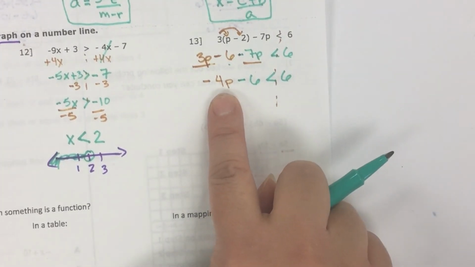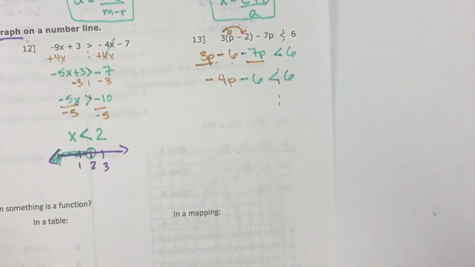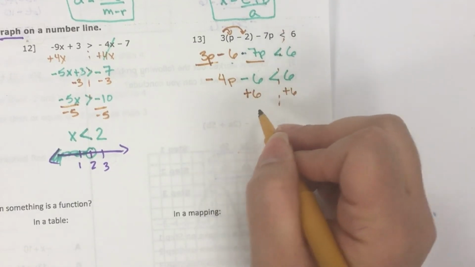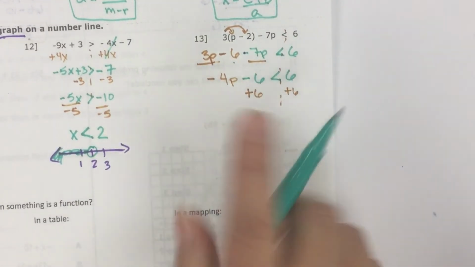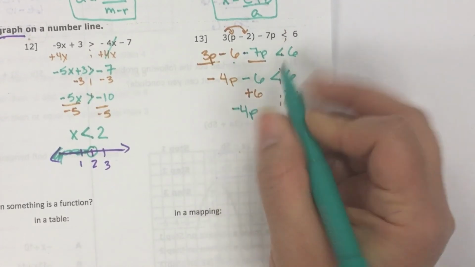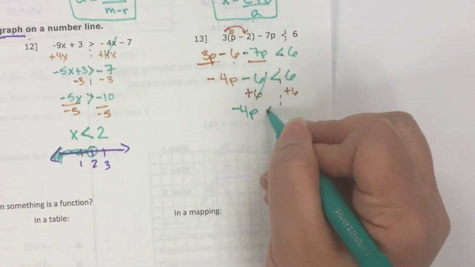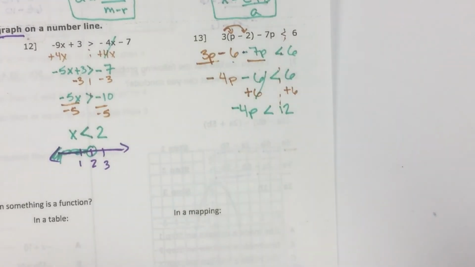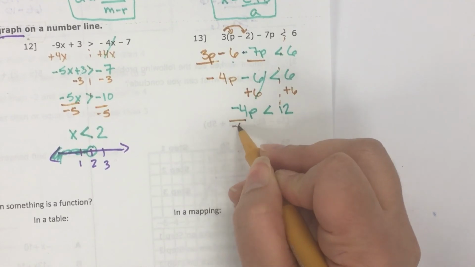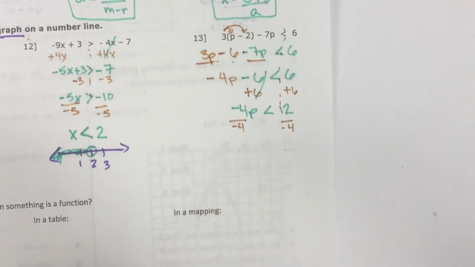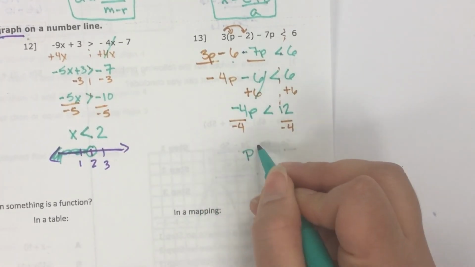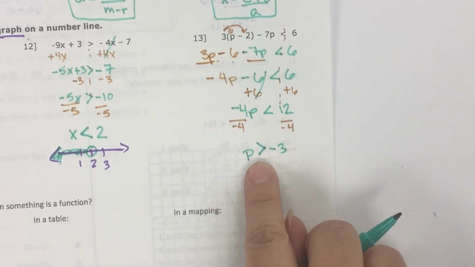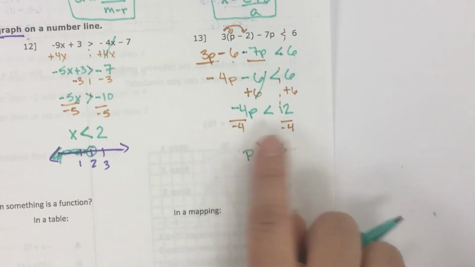I want my p isolated, so I'm going to move my negative 6. Inverse is going to be to add 6 to both sides. My negative 4p is still there. My 6's cancel out. And then my positive 6 turns into a positive 12. Divide by a negative 4. That leaves me with p is greater than negative 3. Once again, the inequality symbol reverses because we divided by a negative.